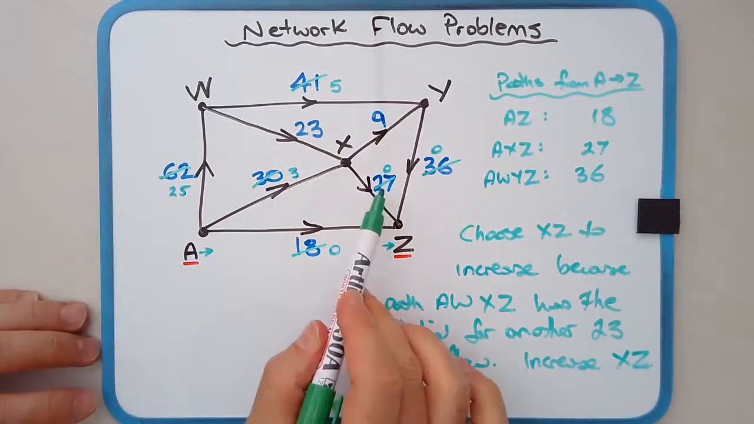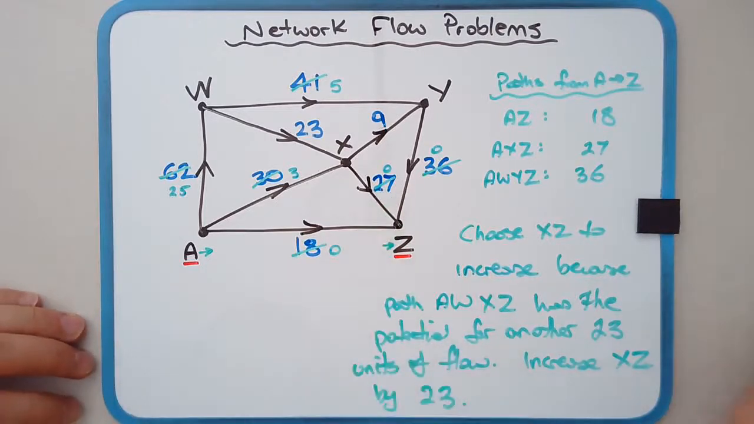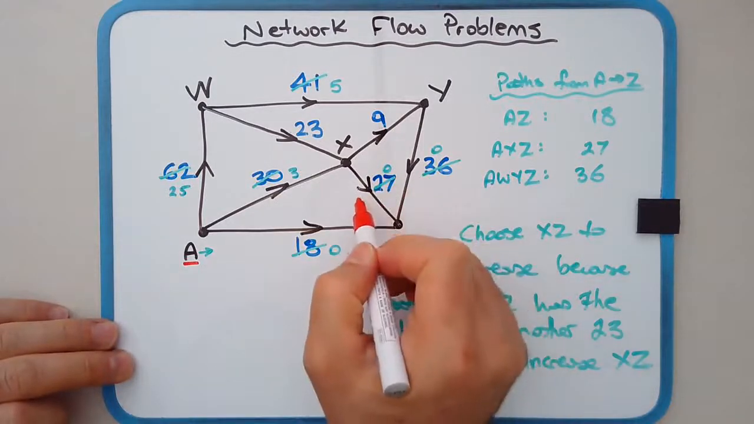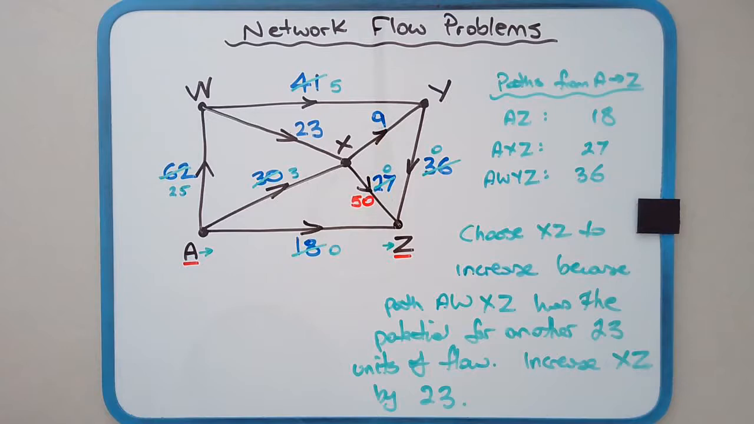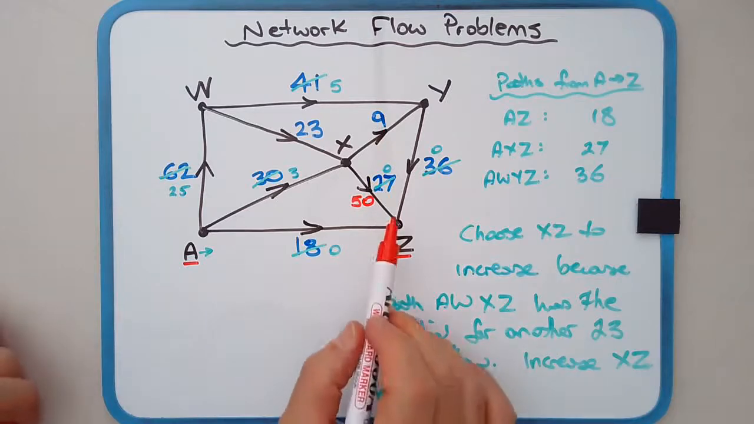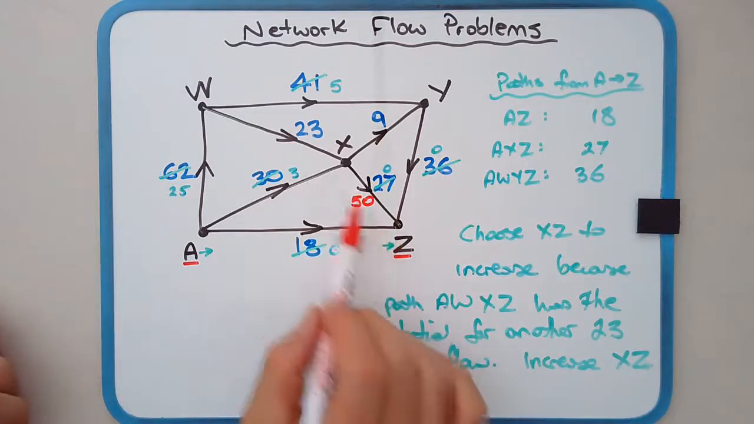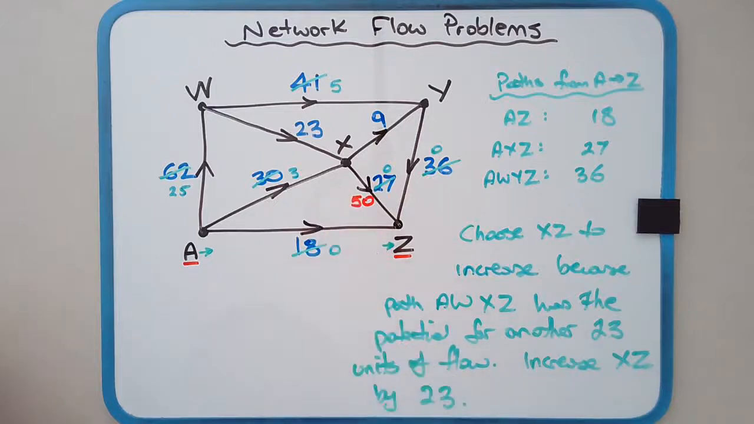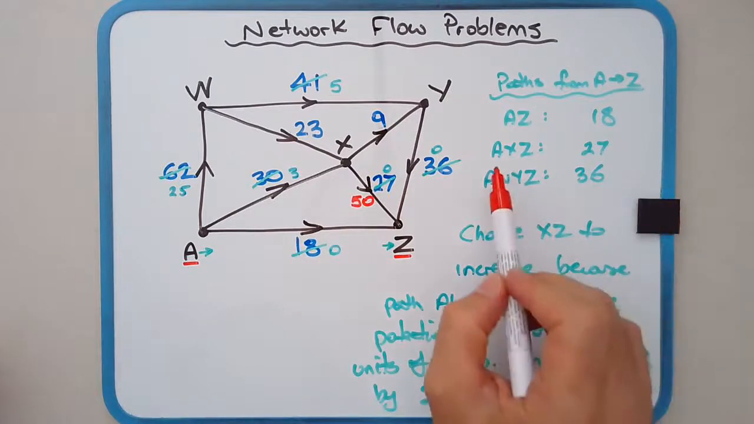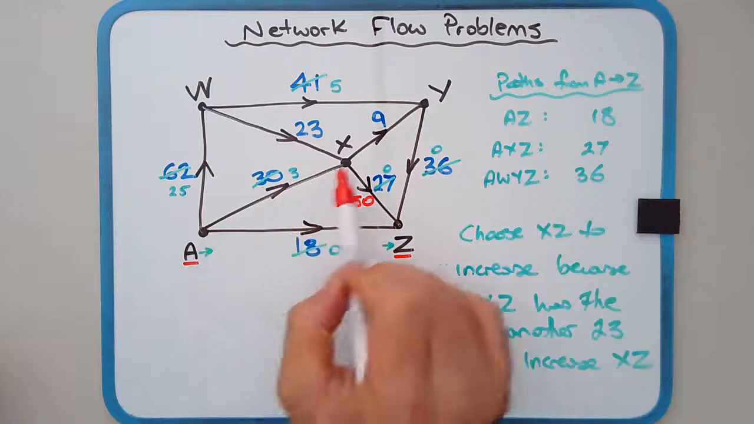So in other words, instead of it being 27, I would make that 50. If I was to make that edge originally 50, and then we took 27 away from that, that would leave a spare capacity of 23. So this is the path AXZ.